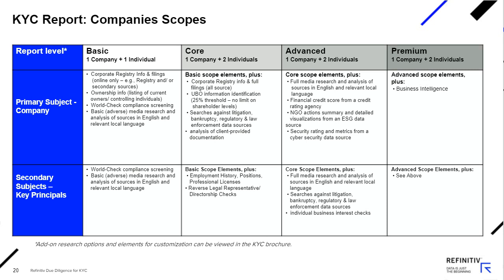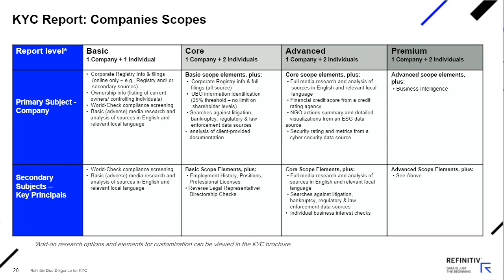Now, as we escalate to a core level report, it's one company plus 2 individuals or 2 key principals. The core level includes all the basic elements, but the uplifts, per se, are the corporate registry info, which includes full filings, all sources. If we have to go physically retrieve that filing, that's what we will do.